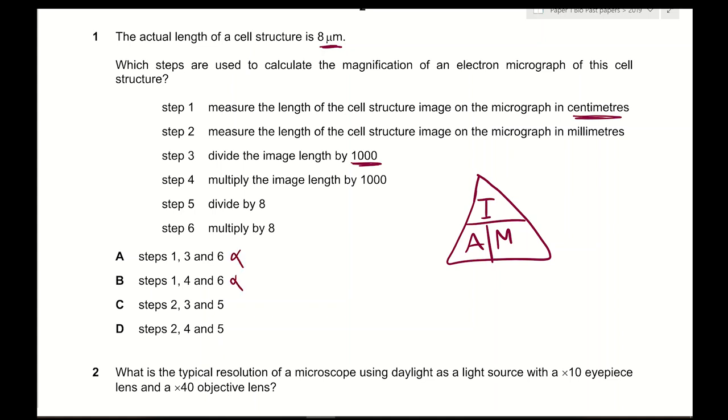Same with B. Now, for C, step 2, measure the length of the cell structure in millimeters. Then we need to convert it to micrometers. But unfortunately, step number 3 says divide the image by 1000. So to convert from millimeters to micrometers, we must multiply by 1000. Therefore, this is incorrect. And therefore, the correct answer is going to be D.